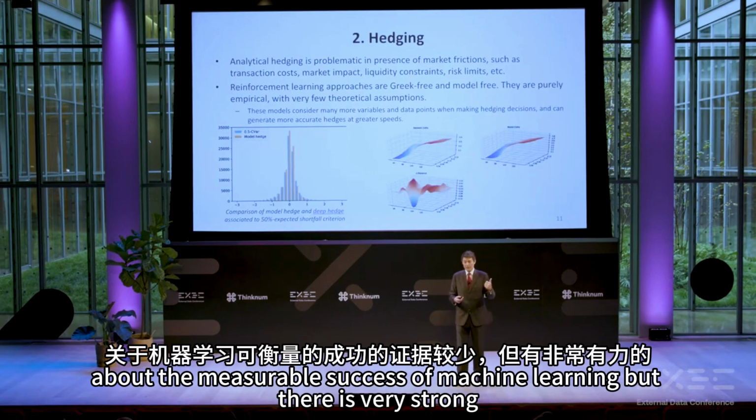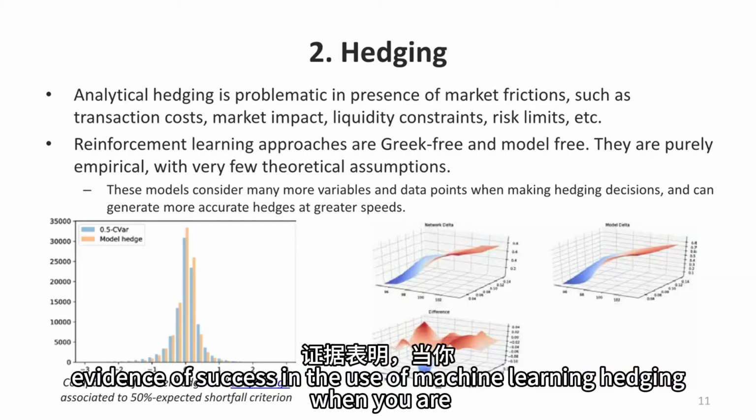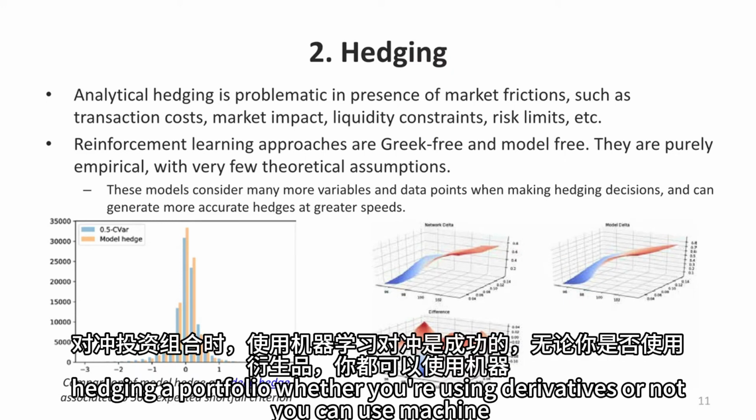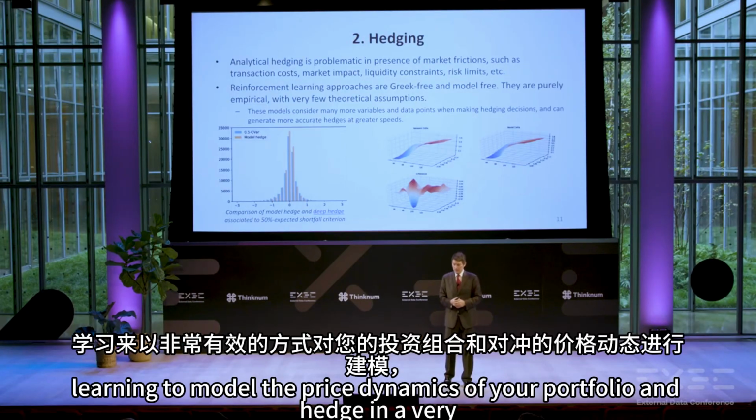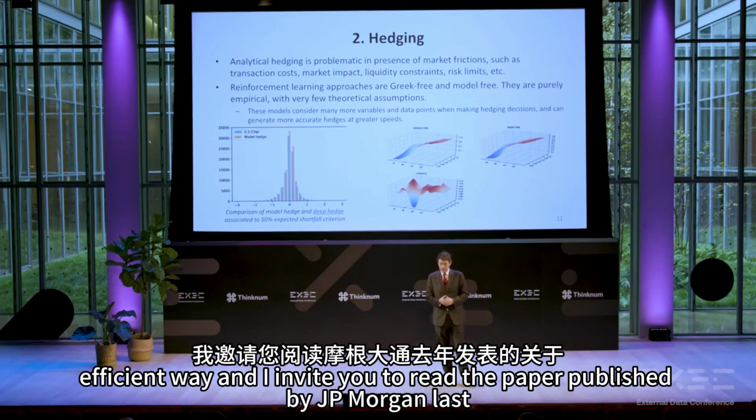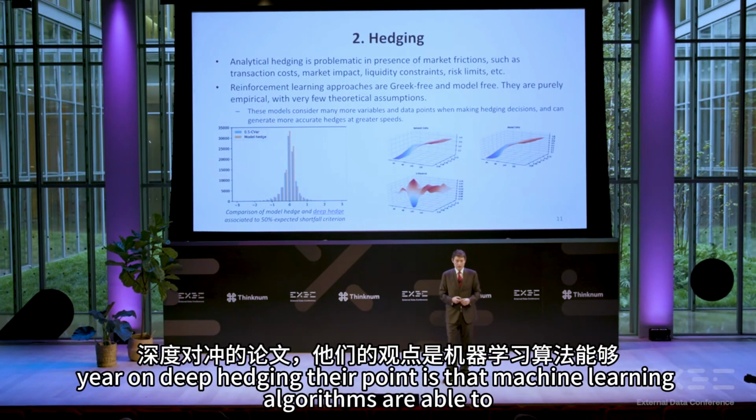But there is very strong evidence of success in the use of machine learning in hedging. When you are hedging a portfolio, whether you're using derivatives or not, you can use machine learning to model the price dynamics of your portfolio and hedge in a very efficient way. And I invite you to read the paper published by JP Morgan last year on deep hedging.